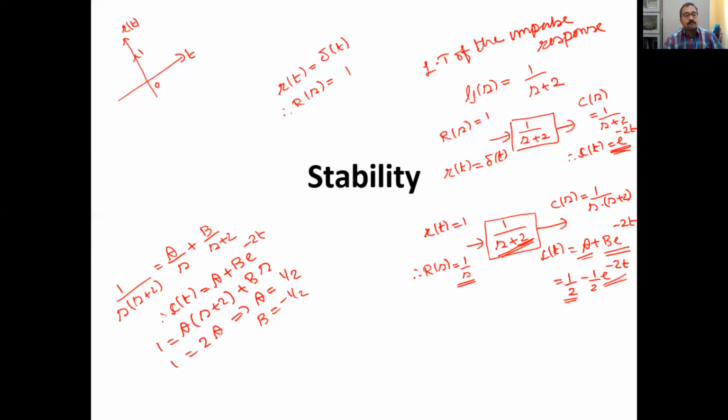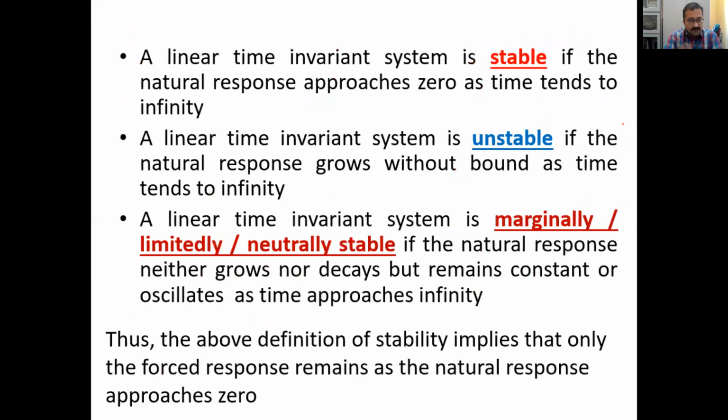Stability has been defined in many ways. There are many notions of stability. One definition is in terms of the transient part. Let us see that. An LTI system is stable if the natural response or the transient response approaches 0 as time tends to infinity. So this notion of stability defines stability in terms of the natural response or the transient response.